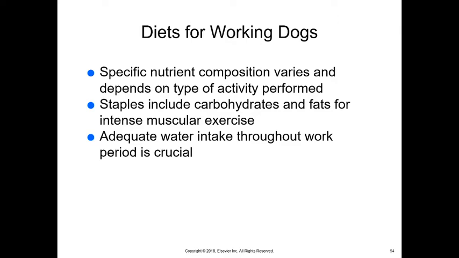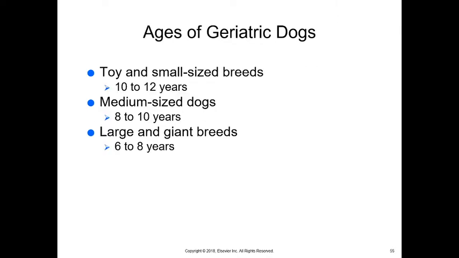Working dogs might have a specific nutrient composition based on what kind of activity they're performing. Carbohydrates and fats help with energy, and if we have intense muscular exercise, we're going to need that. Carbohydrates will provide a short burst of energy. So if they're doing short bursts of energy, carbohydrates, fats are going to be longer bursts of energy. So endurance animals need more fat. Adequate water intake throughout the work period is crucial.